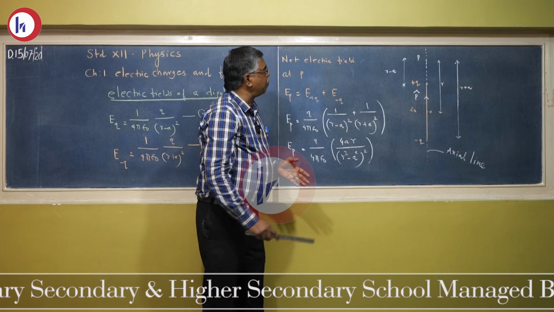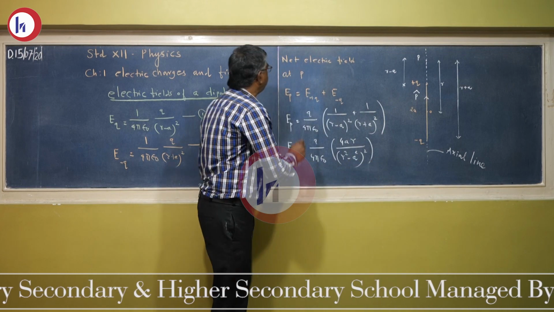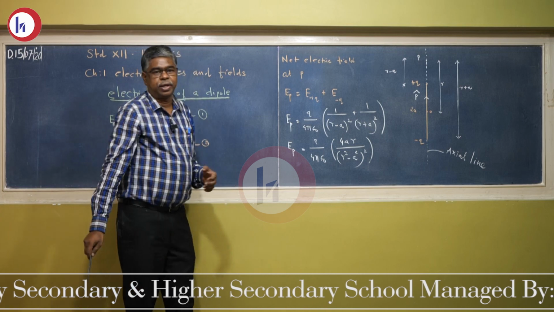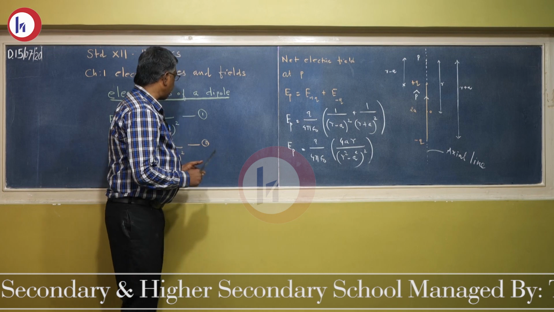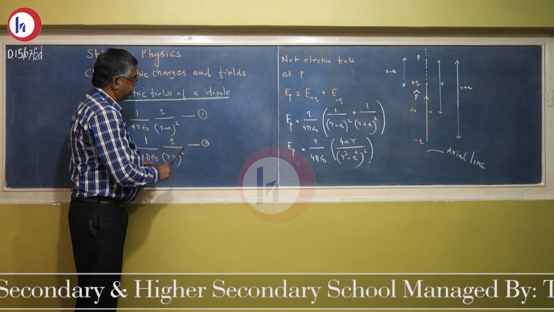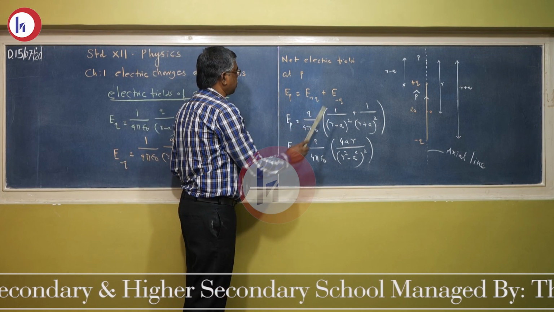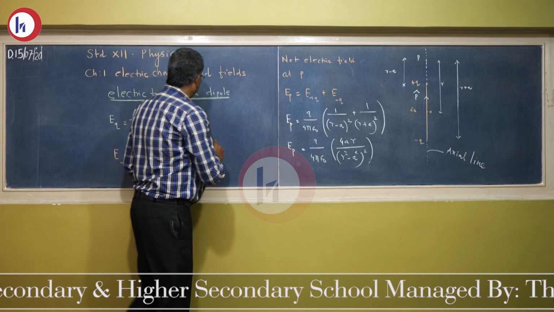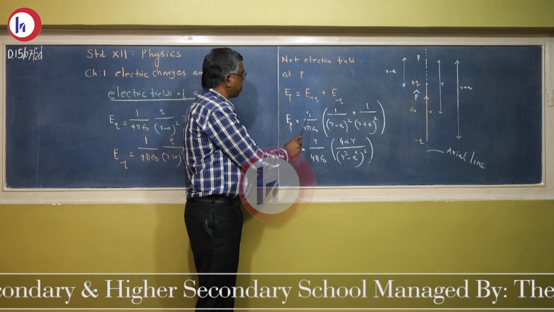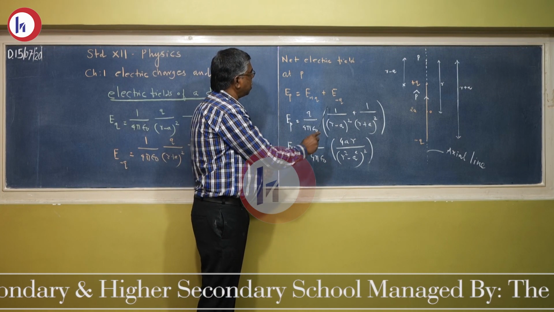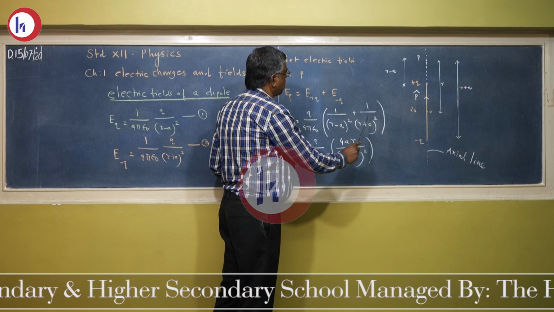Next, both electric fields act in the same direction, so the electric fields can be added. Therefore, the net electric field at point P is given by the sum of the electric fields due to the positive charge and the negative charge. That means EP equal to E plus q plus E minus q. Adding both equations 1 and 2, the common terms can be taken out: q upon 4 pi epsilon 0, and 1 upon (r minus a) whole square plus 1 upon (r plus a) whole square.